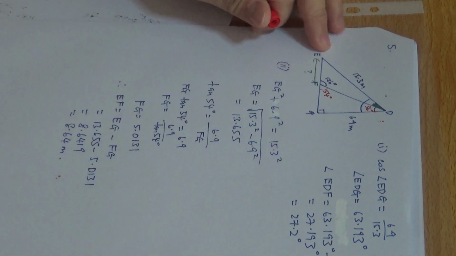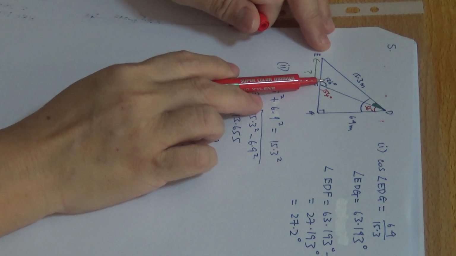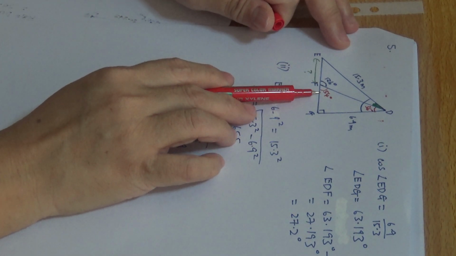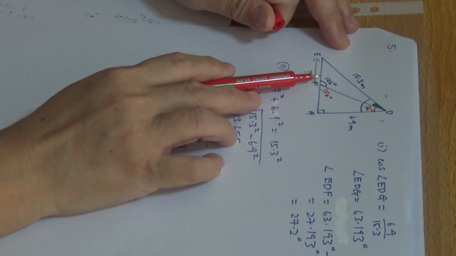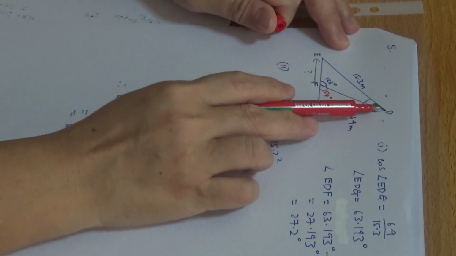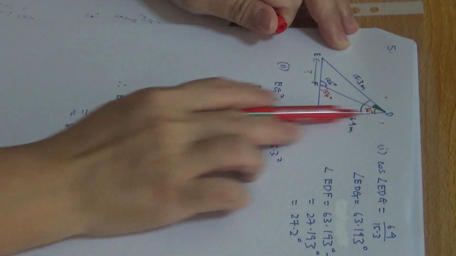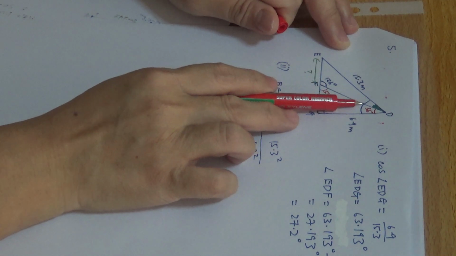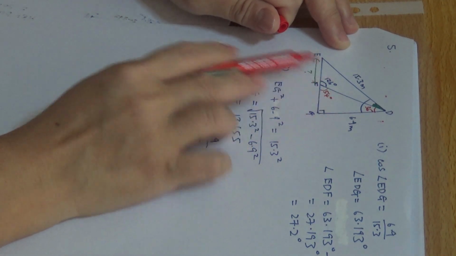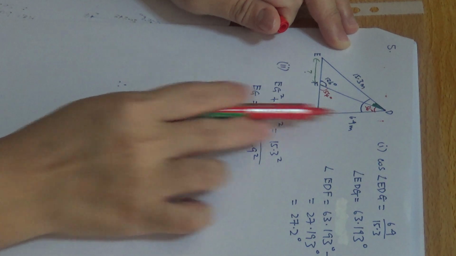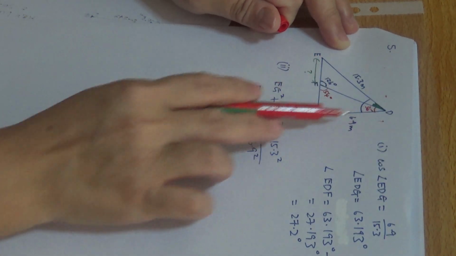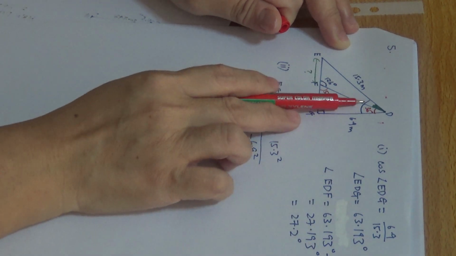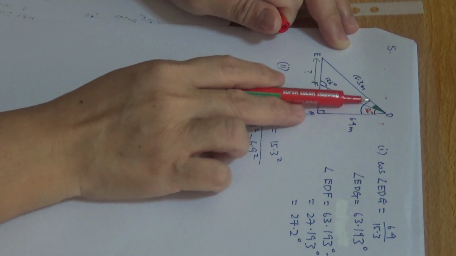Before we do that, we must know that this is 126 degrees. Adjacent angles on straight line, this will be 54 degrees. 180 minus 126 is 54. Then this is angle sum of triangle. I will have this as 36 degrees. Now I'm going to find this big angle first, which is angle EDG. I'm looking at this big triangle. Adjacent, hypotenuse, I use cosine. I'm able to find this big angle EDG here.